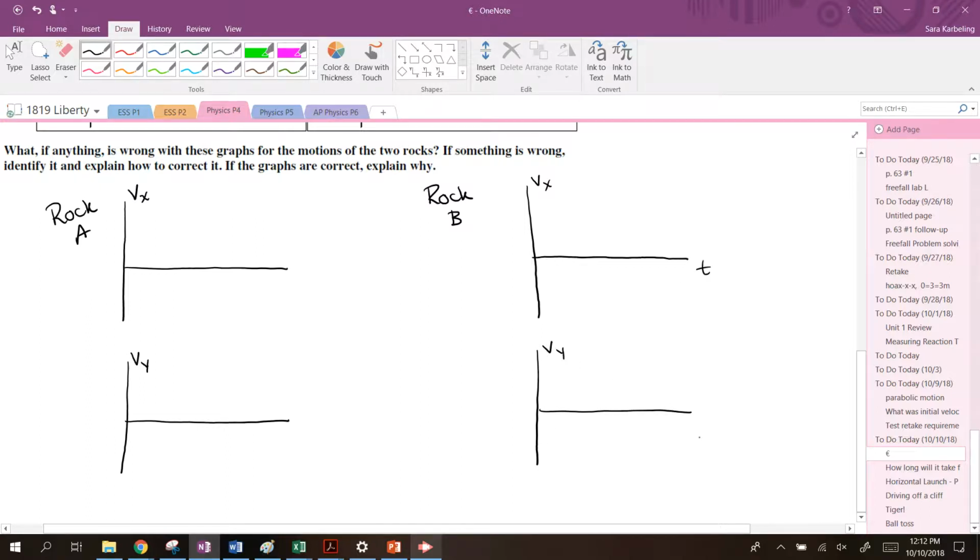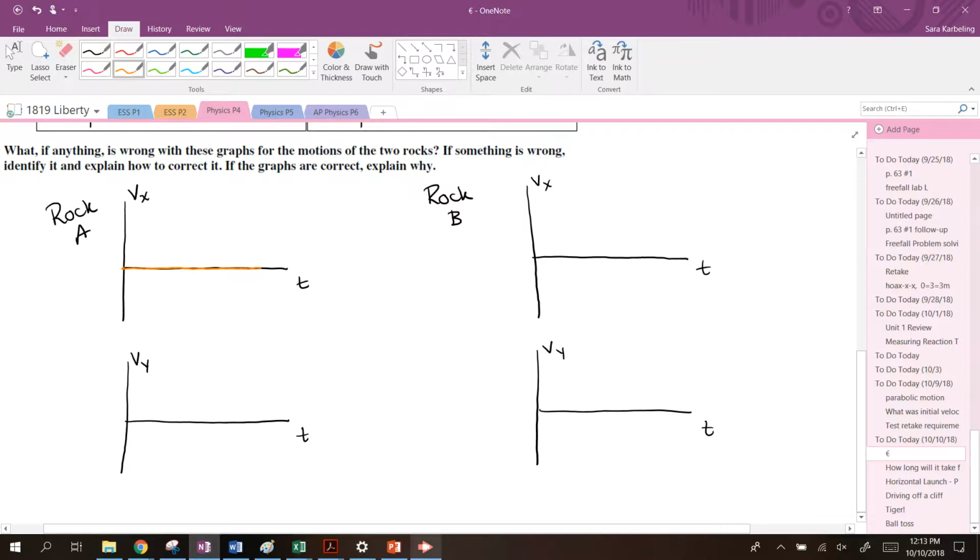These are all T. So again, if you don't have this all written down already, you're going to write it down now with me. The velocity in the X direction, this is for rock A, the one that just goes straight down. That one was just a horizontal line on the 0, right? Because it didn't have any velocity at all in the X direction the whole time. It was always 0.